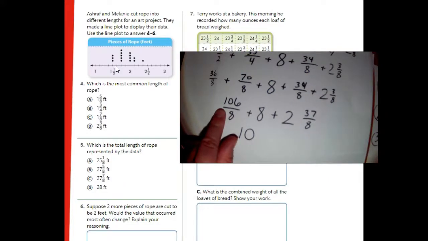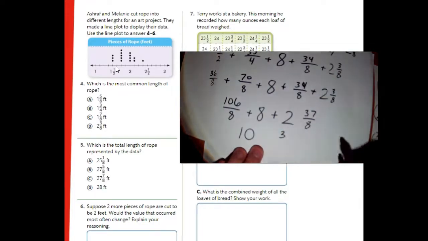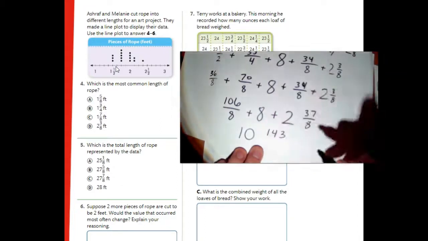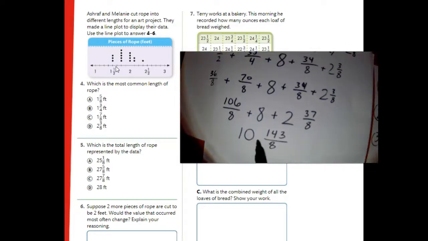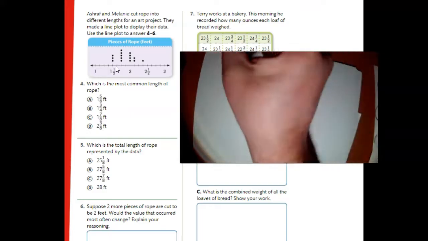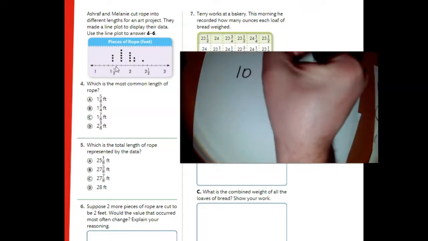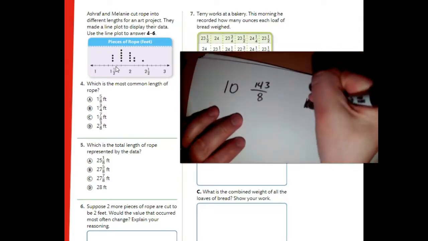That would be, let me do the math here in my head. 7 plus 6 is 13. 3 plus 1 is 4. Plus that 100. That's 143 over 8. So now I have like a weird mixed number with an improper fraction. I want to take that improper fraction, turn it into a mixed number. So let me start over here. I've got 10 and 143 over 8. It's going to take 143 over 8 and turn it into a mixed number by dividing.